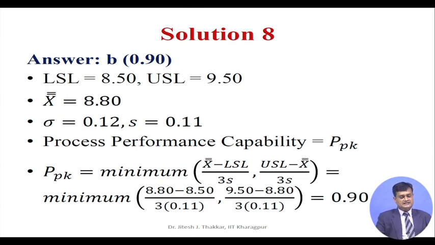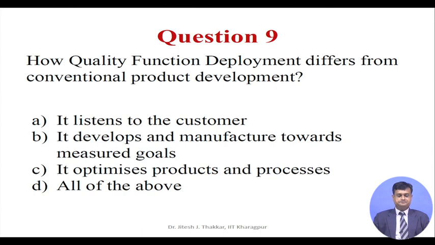B. LSL is 8.5, USL is 9.5, X double bar is 8.8, sigma 0.12, S 0.11, and process performance capability you can find using the expression minimum of X double bar minus LSL divided by 3S and USL minus X double bar divided by 3S, and minimum is 0.9.